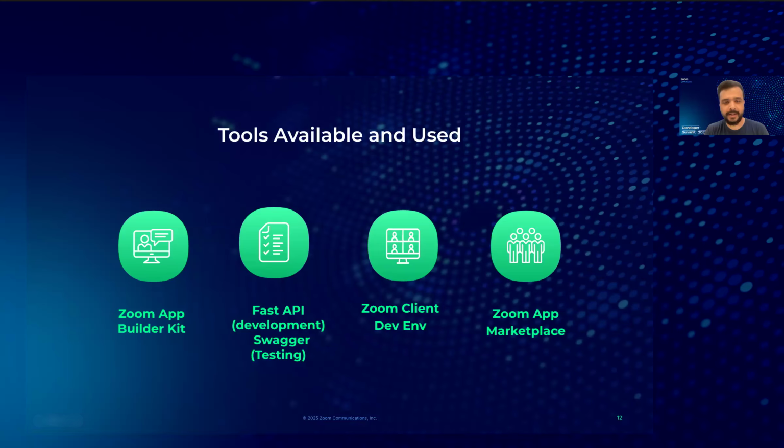The second is FastAPI. Most of our code is based on FastAPI, and we used Swagger for testing. The user just has to authenticate on the Swagger UI, and you can see the request and response model of the APIs. Apart from that, we have a Zoom client dev environment. Like the Zoom chatbot, we have a dev instance of that. That is where the test Data Genie app was hosted, and we interacted with the app to see the requests and responses from the front end to the back end.